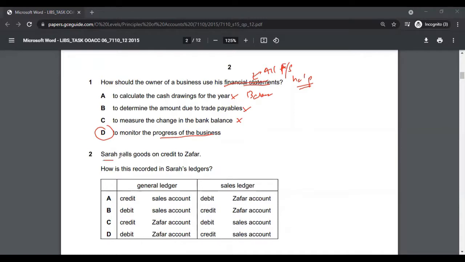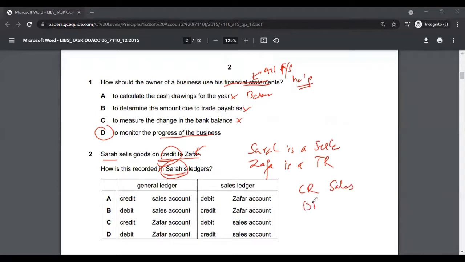Multiple choice 2, Sarah sells goods on credit to Zafar. How is this recorded in Sarah's ledger? So Sarah is a seller. She sells goods on credit. So Zafar is basically a trade receivable. How is this recorded in Sarah's ledger? So that would be credit sales, and debit Zafar. So the answer to multiple choice 2 would be option A, credit to sales account and debit to Zafar account.